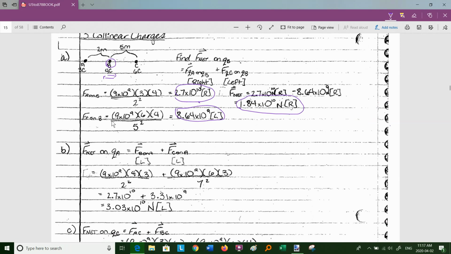So the net force is going to be to the left, and I just add up the two values.